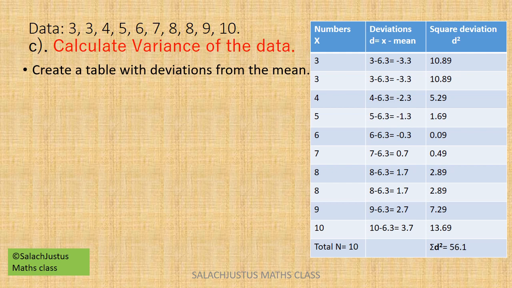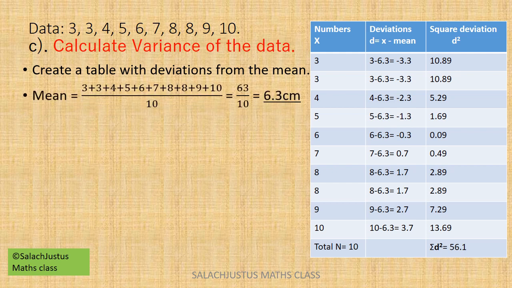So we create a table with deviations from the mean, the actual mean of the data. We add all the values and divide by 10: we get 63 divided by 10 is 6.3. So our actual mean is 6.3. There is another method using the assumed mean, but in this particular lesson we shall use the actual mean of the data. The formula for variance: you square the deviations, sum them, and then divide by n, which is the total number of observations.